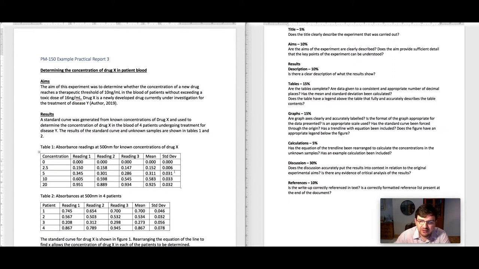So now that you've actually seen the three videos and you've looked at the way that I've used this mark scheme to actually inform the feedback on these reports, hopefully, when you come to do your own reports, you'll be able to remember some of the things and make sure that you actually incorporate these into your own lab reports.